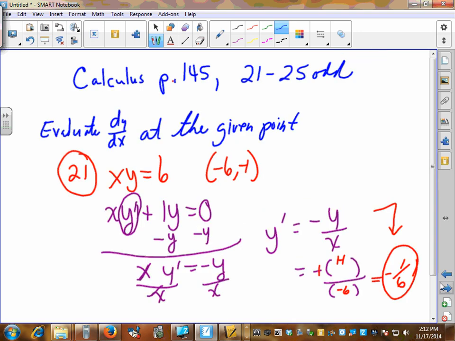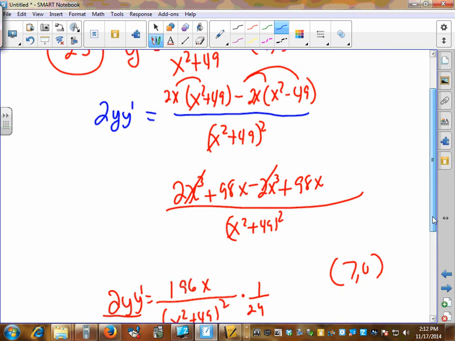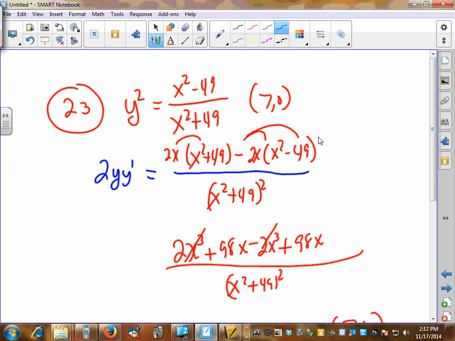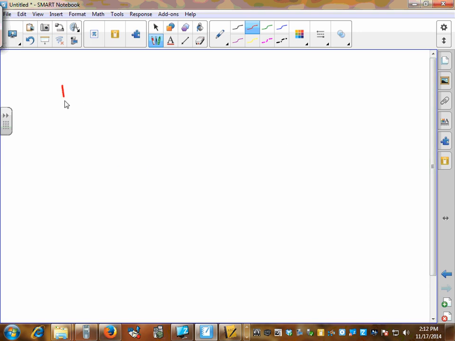I actually, looking back at the problem, could have saved myself a little bit of trouble if I had plugged in 0, 7, and 7. I would have gotten 0 equals 0. And that would have told me that something was wrong automatically. All right, number 25.